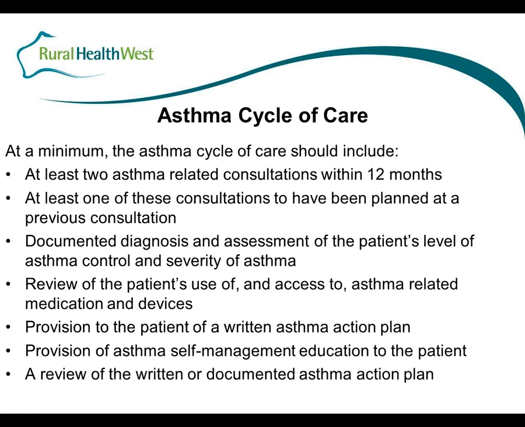As a minimum, the asthma cycle of care should include at least 2 asthma-related consultations within 12 months. At least one of these consultations should have been planned at a previous consultation. It should include documented diagnosis and assessment of the patient's level of asthma control and severity of asthma, and a review of the patient's use of and access to asthma-related medication and devices. It also requires provision to the patient of a written asthma action plan, provision of asthma self-management education, and a review of the written or documented asthma action plan.